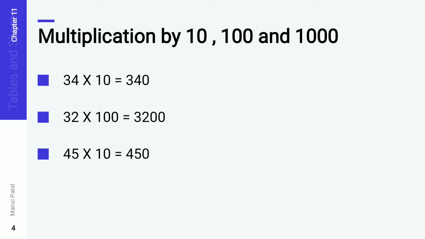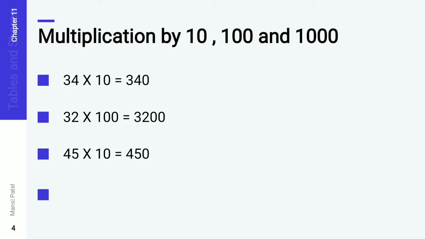The next one, 45 tens. So first you have to do the multiplication of numbers only. The numbers are 45 and 1. So 45 ones are 45. And in a 10, how many zeros are there? One zero is there. So just write down one zero. So your answer is 450.